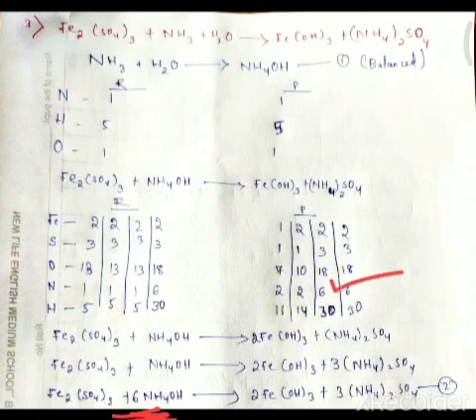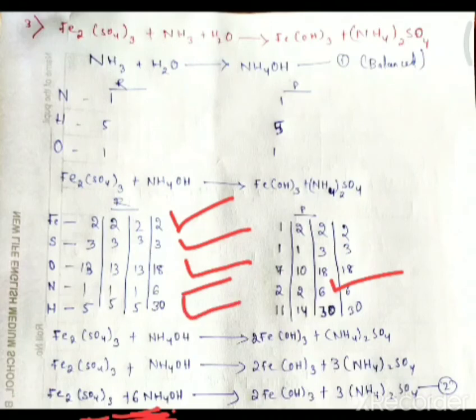Then what are the changes happening there? In the reactant side we'll get 2 iron, 3 sulfur, 18 oxygen. How 18? 6, and this one 4 times 3 is 12, 12 plus 6 is 18. Then nitrogen atom is 6 and hydrogen 30. How hydrogen 30? This side is 4 plus 1, 5, 5 times 6 is 30, okay.